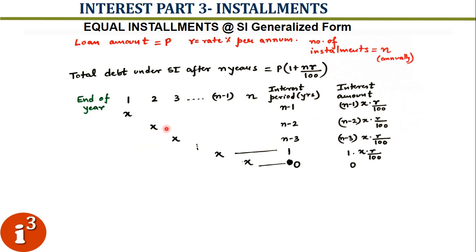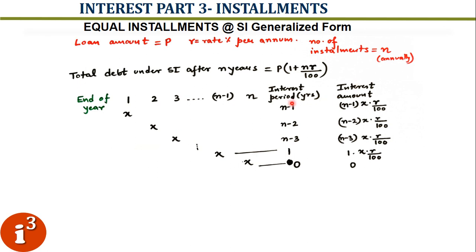The interest on this x will be calculated for n minus 2 years, the interest on this x for n minus 3, the interest on this x for 1 year, and the interest on the last x will be for the 0th year, because all these things we are calculating after n years, that is at the end of n years.